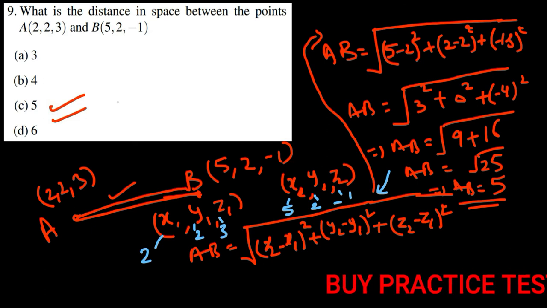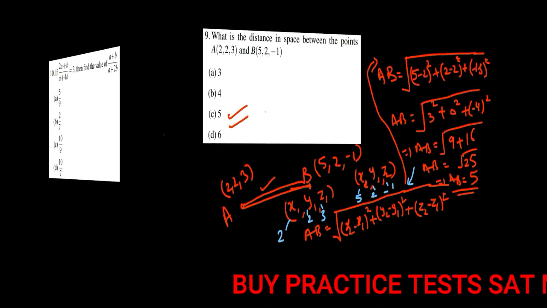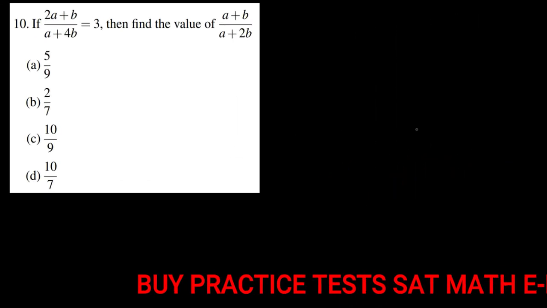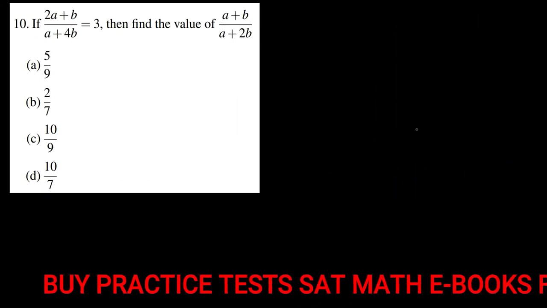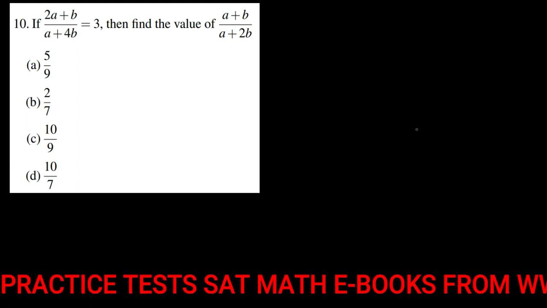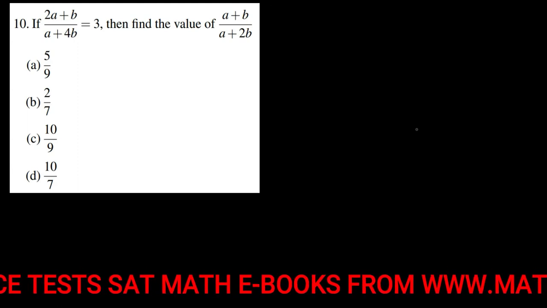So that was our question number 9. Now let's move forward towards our question number 10. So students, this is our question number 10, and here we are given (2a plus b) upon (a plus 4b) is equal to 3, right? So 2a plus b upon a plus 4b is equal to 3. Now we have to find this particular value.